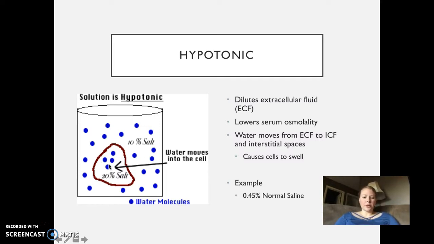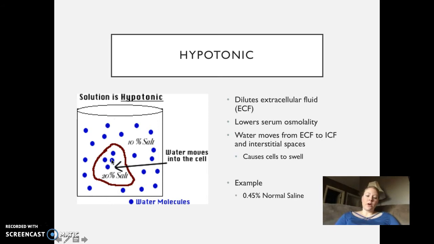So here's a little picture. Here's a cell. Notice how it has 20% water inside. Our solution that we give is hypotonic, so it has less electrolytes, but it has more water. So because of the osmolality gradient, it's going to make water move into the cell. It wants to dilute this more to equal what our dilution is on the outside.